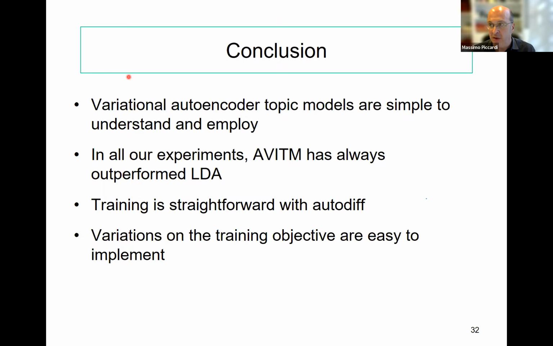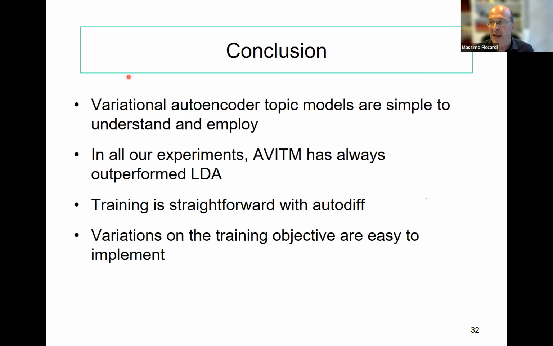These variational encoded topic models in all our experiments have proved better than LDA. The training, fantastic here, is that it's all auto-differentiation, all backpropagation. There is no need to think of an expectation maximization algorithm that first improves this and then improves that. It's straightforward backpropagation. Once you write that objective, backpropagation does all the rest.